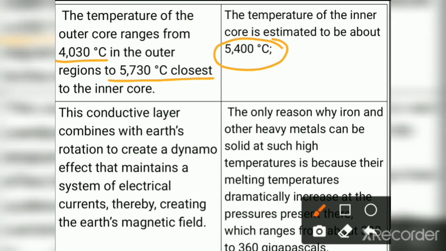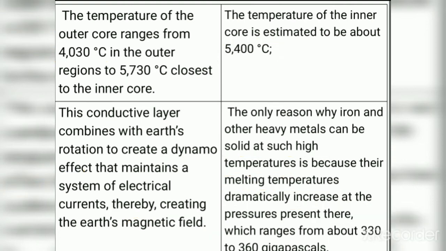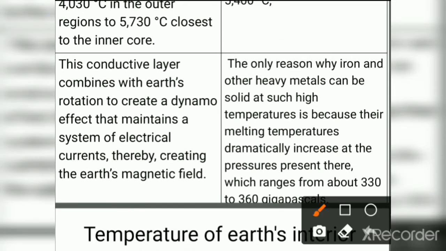Next, the conductive layer combined with the earth's rotation creates a dynamo effect, as I already mentioned, that maintains the system of electric current, thereby creating Earth's magnetic field. So the dynamo effect created by the liquid outer core is responsible for the magnetic field. The only reason why iron and other heavy metals can be solid at high temperature is because their melting temperature dramatically decreases at the pressure present there. The pressure present there is 330 to 360 gigapascal.